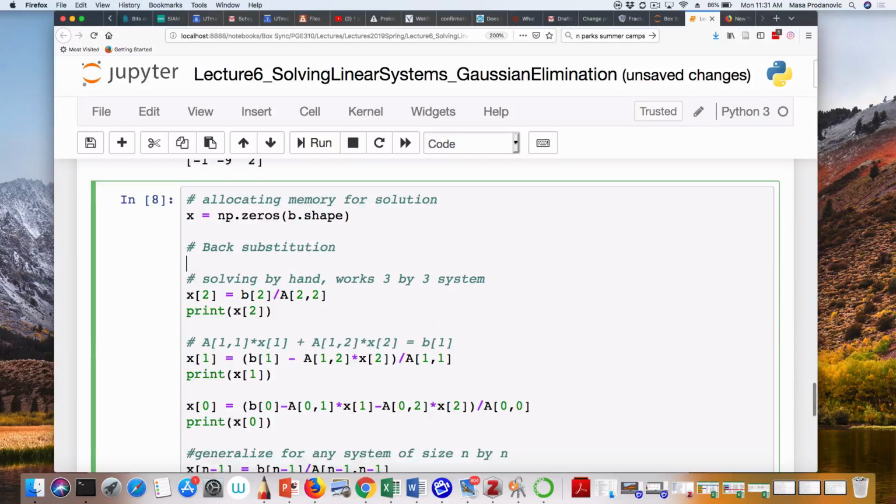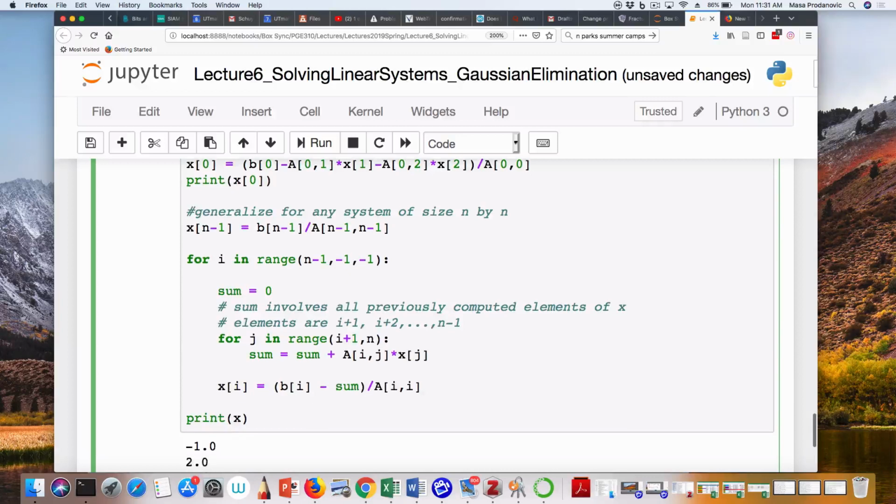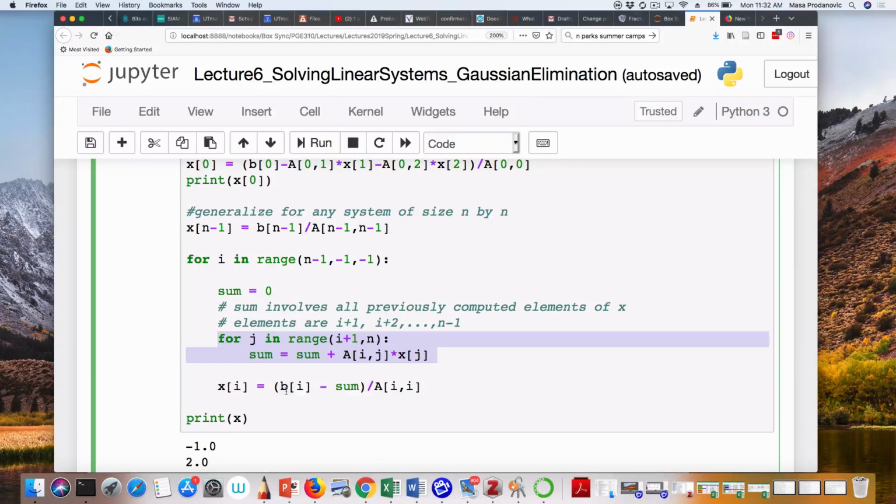For the I range, why is it n minus 2? Because n minus 1 I already computed. That said, let's see if I can just write n minus 1. If I do, this sum will be 0, and there will be nothing to do here. Because if I'm at n minus 1, range of n is empty. So this loop will not execute, and then I will have that x of I is b of I minus 0 divided by a of I, which works and gives me precisely this.